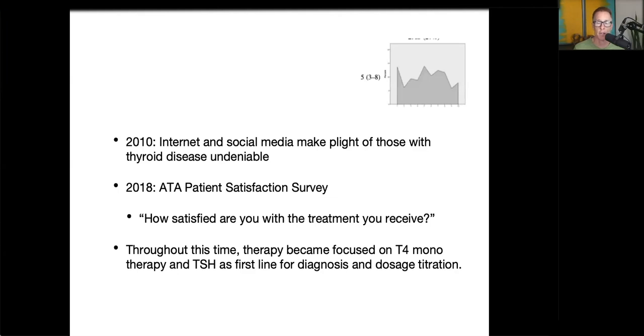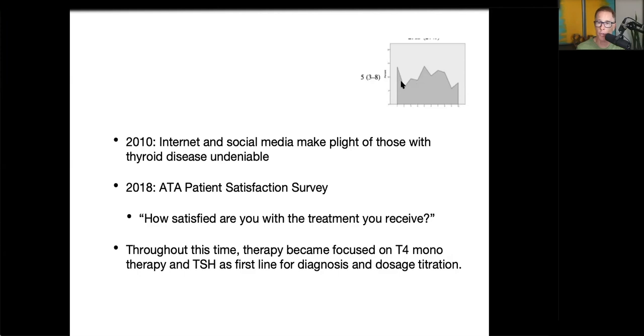In the next few years, in 2010, the internet and social media made these concerns much more apparent, and patients got better connected, and they realized that they were part of an underserved population. In 2018, the American Thyroid Association surveyed their followers on their website and that of their members and asked them, how satisfied are you with your treatment? And it was poor. The results were very poor.